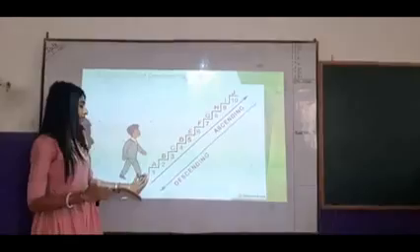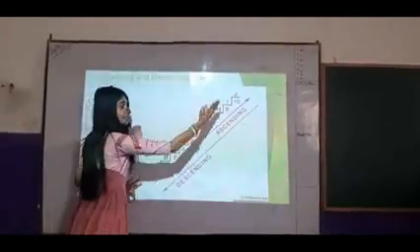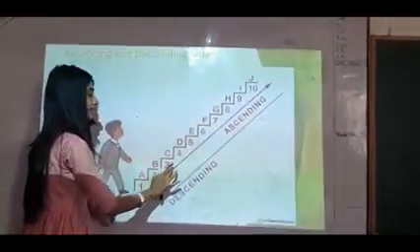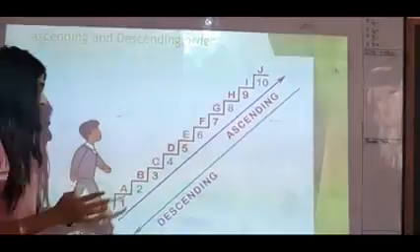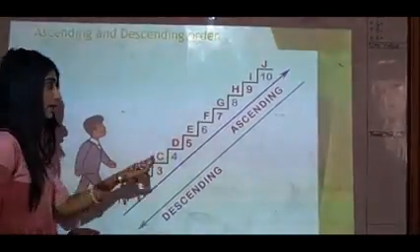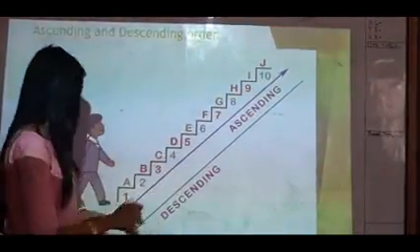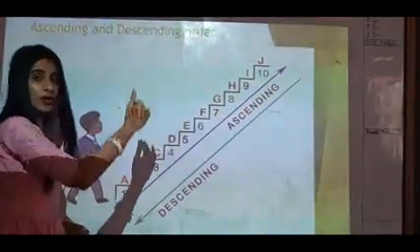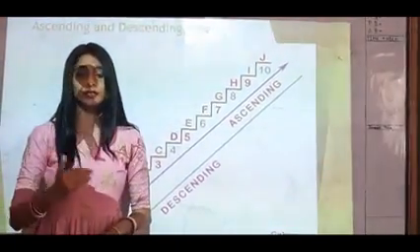If you see the numbers in this direction, what can you see? 1, 2, 3, 4, 5, 6. The numbers are continuously increasing from smaller, like from 1 to 10. So from smaller it's going to a bigger. So if you see from this direction, from here to here, this order is called ascending order.